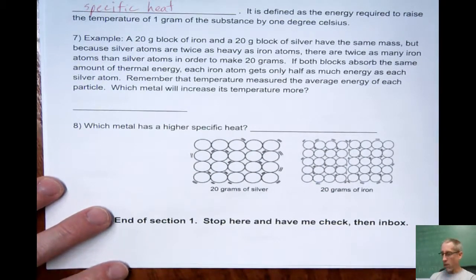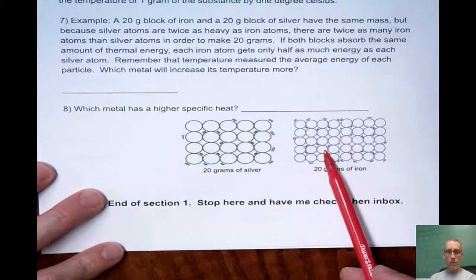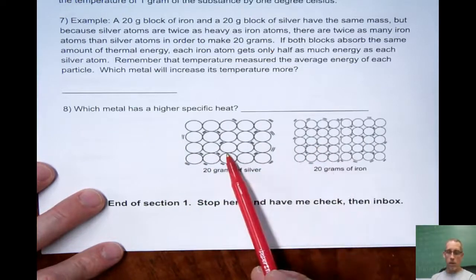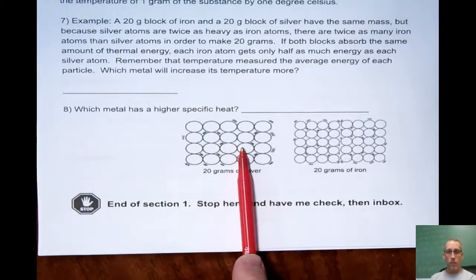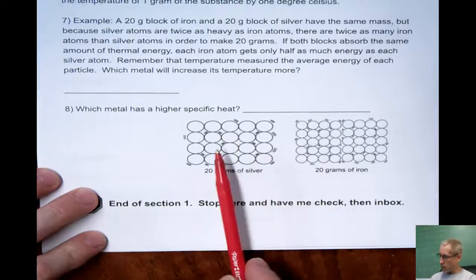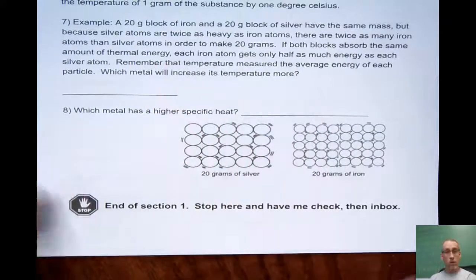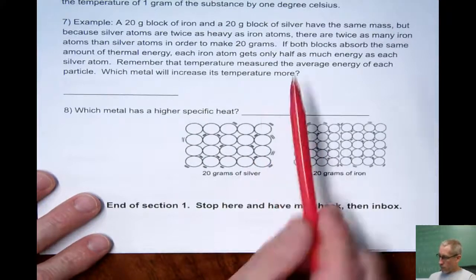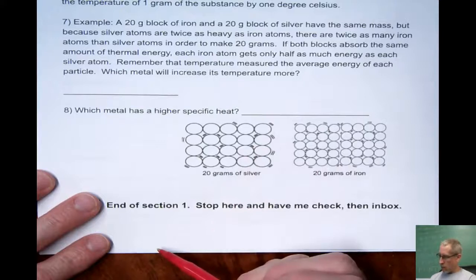So to have 20 grams of both means we need twice as many iron atoms. Each one is half the mass of this. So these two, even though maybe it doesn't look like they would be the same mass, because these are so much heavier, there's actually 20 grams in each of them. So if both blocks absorb the same amount of thermal energy, suppose we put them in a pan, we put them over a fire, and we let them absorb the same amount of energy, can you see that they will not raise their temperature the same amount?